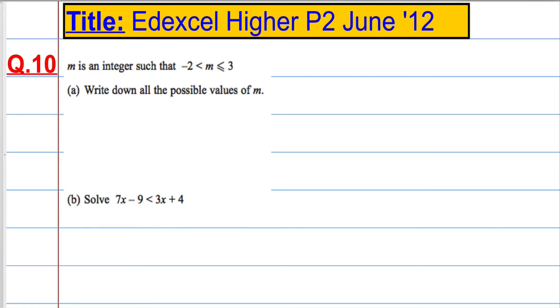Okay, so question 10. M is an integer such that -2 is less than m, which in turn is less than or equal to 3. We're asked to write down all the possible values of m.